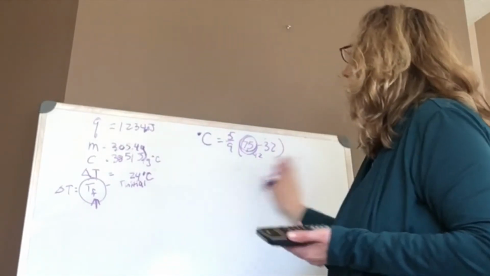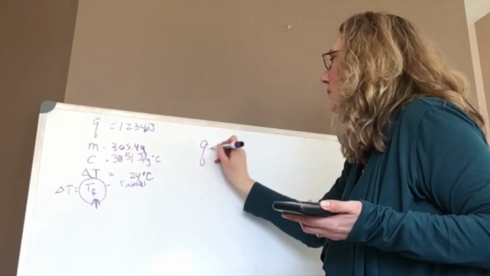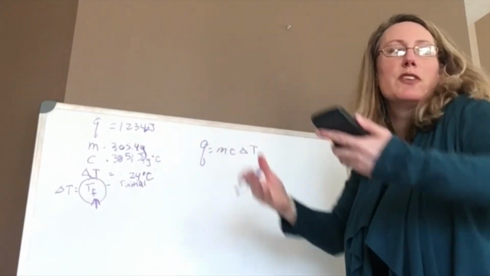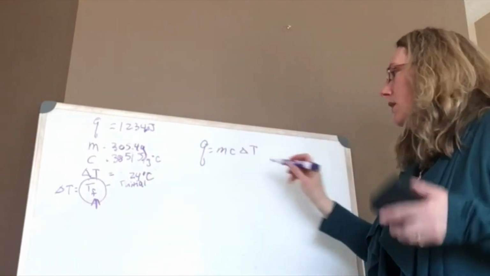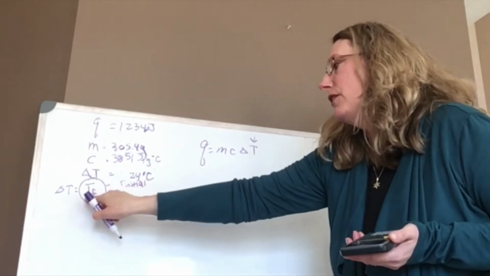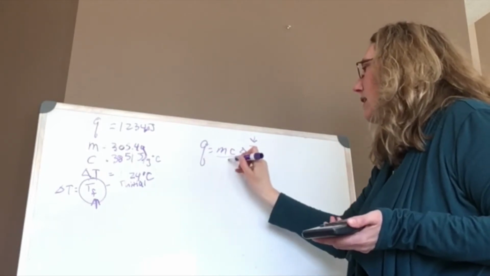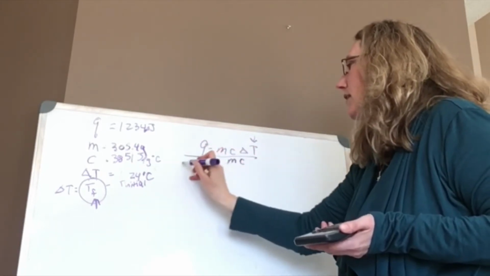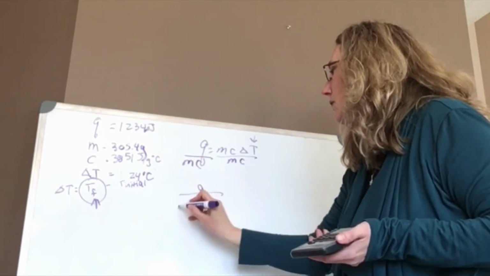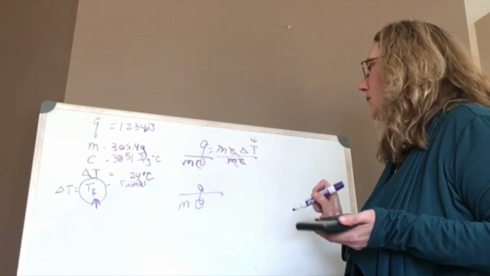All right, so now we go back to our fun Q equals MC delta T. Doesn't that just roll off your tongue? It's so much fun. Okay, but what do we want? We're going to solve for delta T because we need it to figure out the final temperature. So I'm going to divide this side by M and C, which means I divide this side by M and C. So I have Q over MC equals my delta T, because that cancels, that cancels.